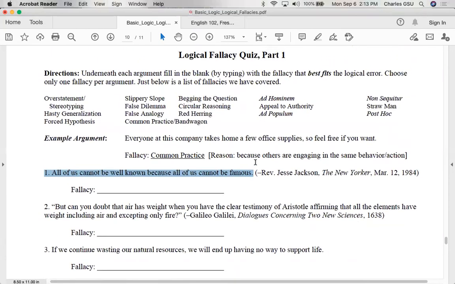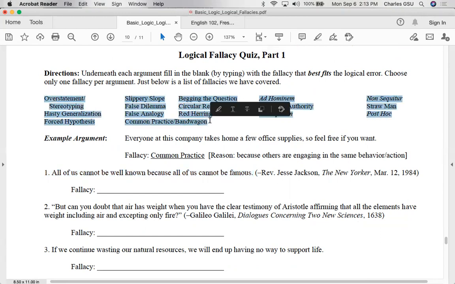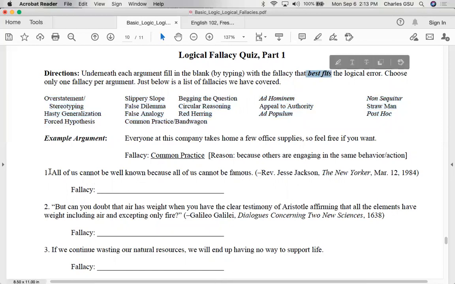What you're supposed to do is determine, all right, if it says all of us cannot be well known because all of us cannot be famous, then you look up here at the logical fallacy list, which we're going to go over in this handout, and say, okay, which is the best fit for this particular fallacy that's being committed.